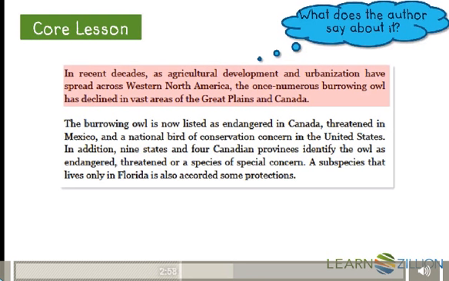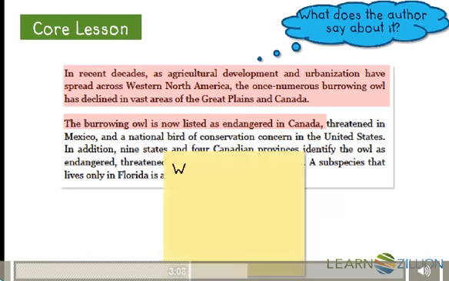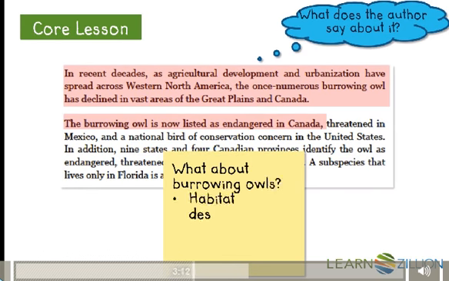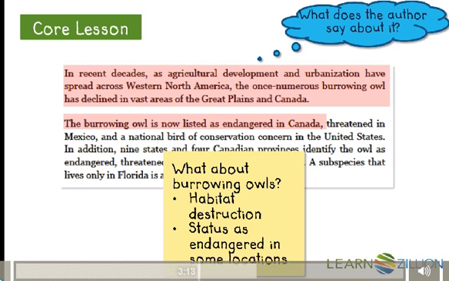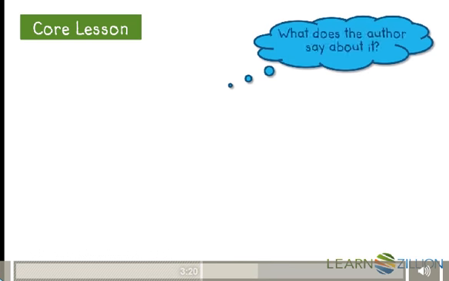So I went ahead and I'm going to highlight this first paragraph. It talks about they are declining, and here's why: agricultural development and urbanization. Also talking about it being endangered in different areas. So what about the burrowing owl? We're seeing it's facing habitat destruction. Its status has become endangered in a lot of different places. So let's continue to ask, what does John Moyer, the author, say about it?